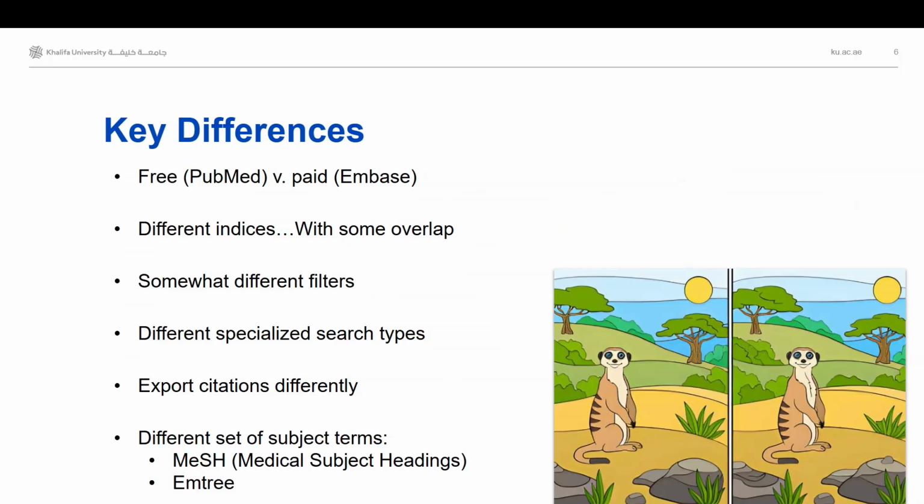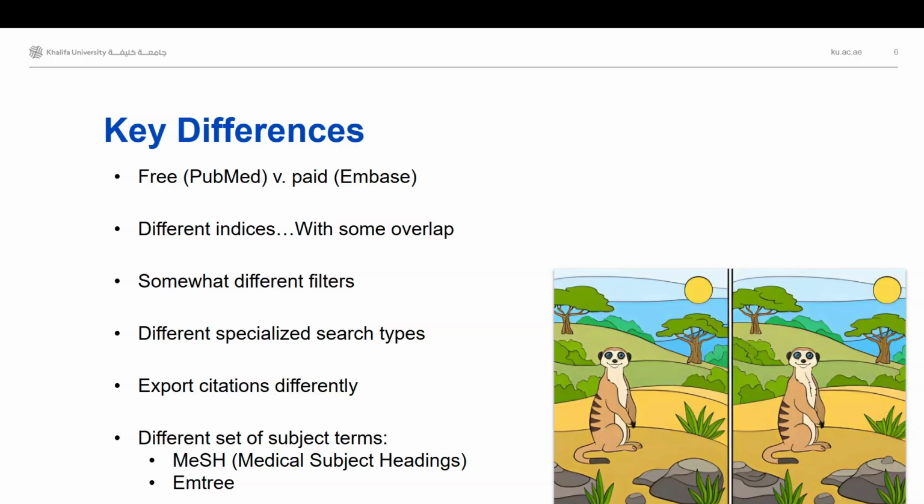Now, as far as the differences between them, we've talked a little bit about how they're similar. Let's talk about some differences. As I mentioned, PubMed is free versus paid for Embase. I also mentioned they have different indices, but they do have some overlap via Medline. But they do have different filters.